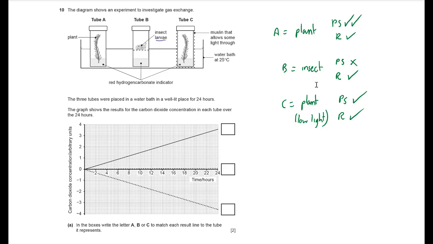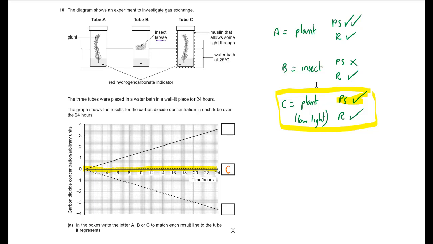So 3 tubes were placed in a water bath in a well-lit place for 24 hours. The graph shows the results for the carbon dioxide concentration in each tube over the 24 hours. So we need to try and work out which letter goes where. Now, remember, where there is no increase or no change in concentration, that is the compensation point. At that point, the rates of respiration and the rates of photosynthesis have to be equal. So this one is going to be C.